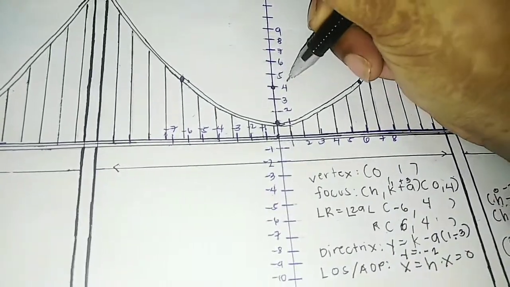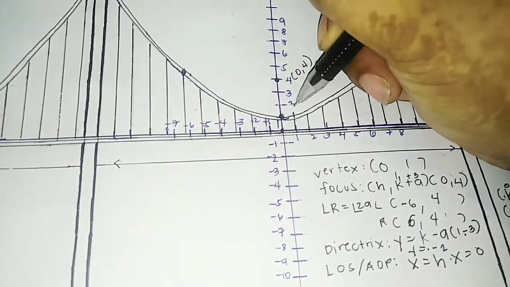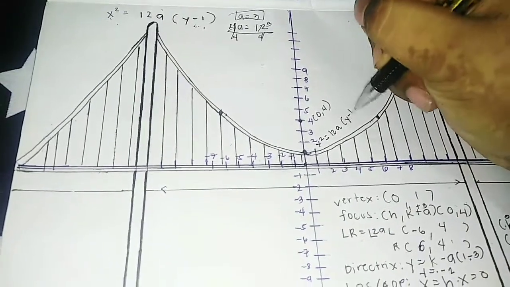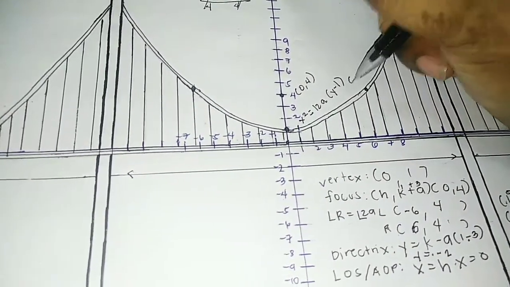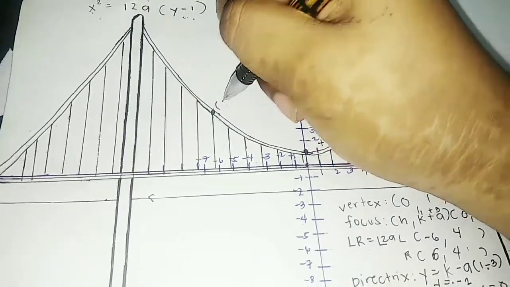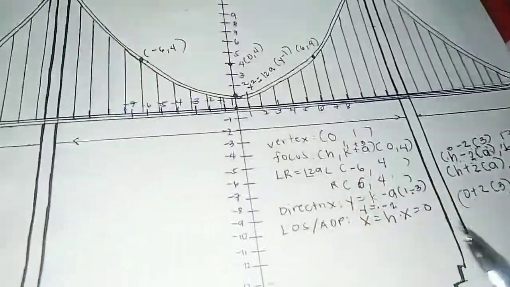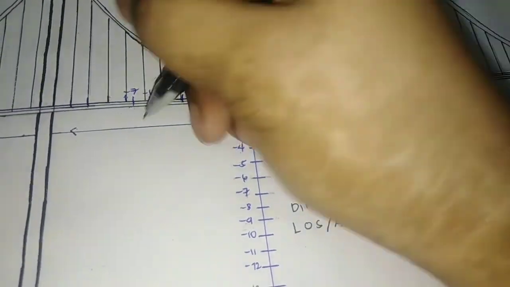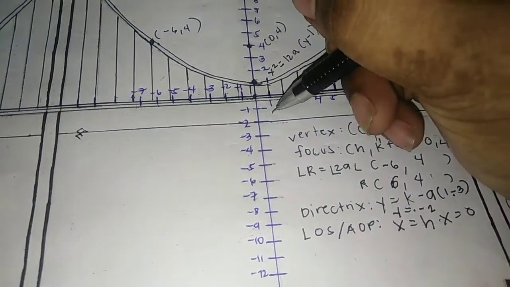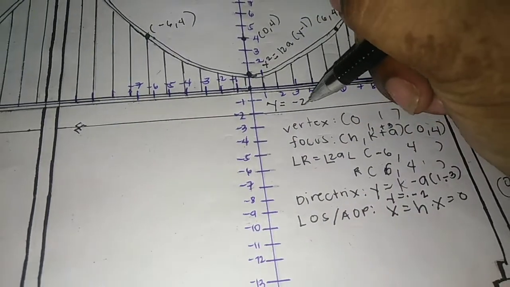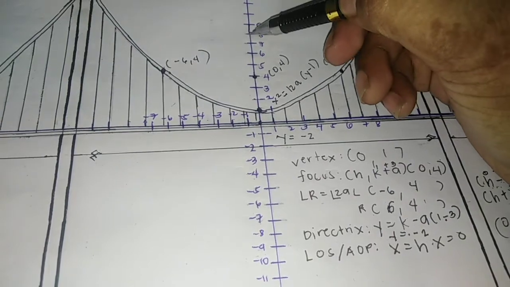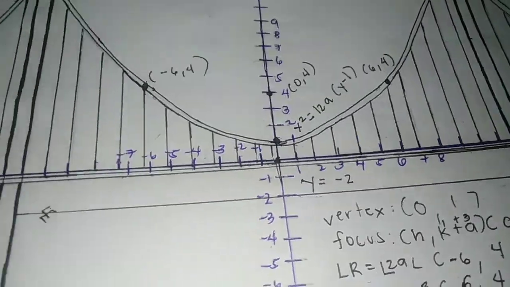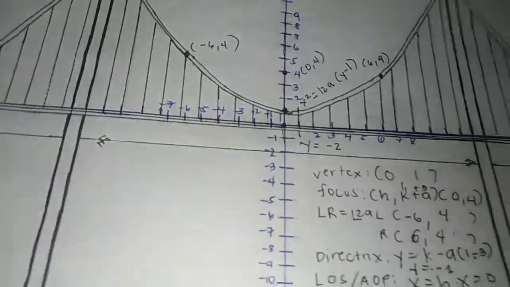So let's give them equations. 0 and 4. Ating equation na x squared is equals to 12a times y minus 1. And ang ating right is 6 and 4. Ang ating left is negative 6 and 4. So for our other parts, ang ating directrix ay nasa negative 2. So ayan po ang ating directrix, y is equals to negative 2. So, ang ating line of symmetry is nandito rin mismo, in which nasa 0 siya. So ayan po, ang ating line of symmetry ay nasa 0. So, kumpleto na po ang ating parabola.